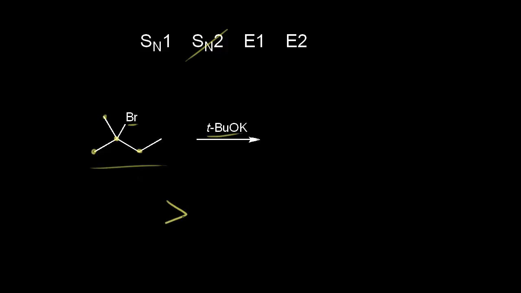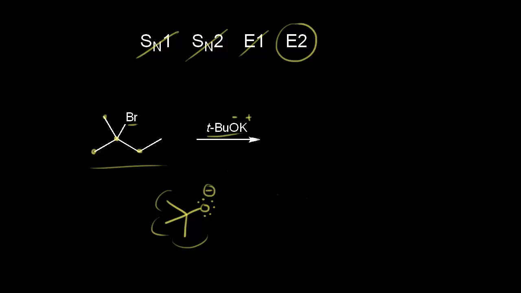So let me draw out the structure for that. We would have a -1 formal charge on this oxygen, and this potassium would be a +1 charge. So potassium tert-butoxide is too sterically hindered to function as a nucleophile. So instantly we know that SN1 is out, and potassium tert-butoxide is a strong base, so we know that E1 is out. And that leaves an E2 mechanism for this reaction.